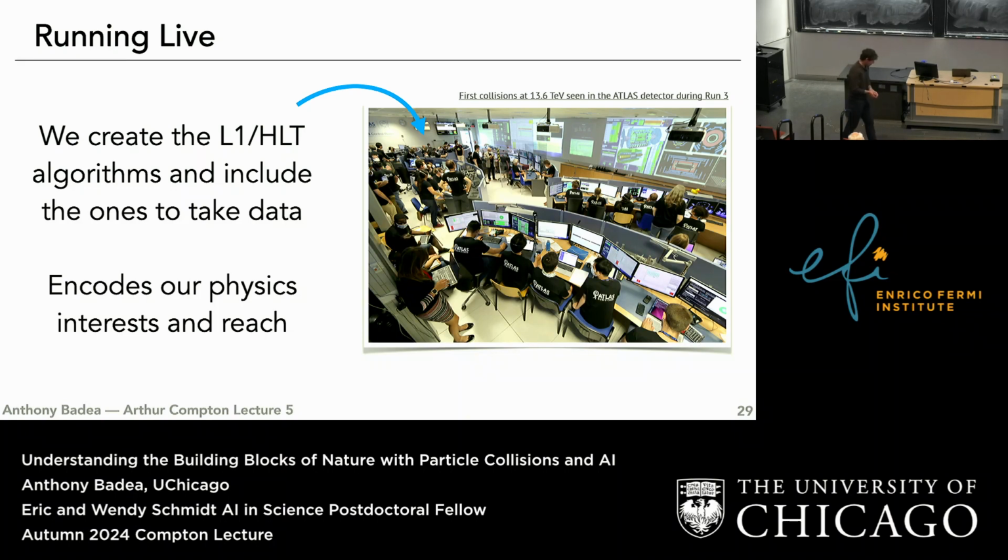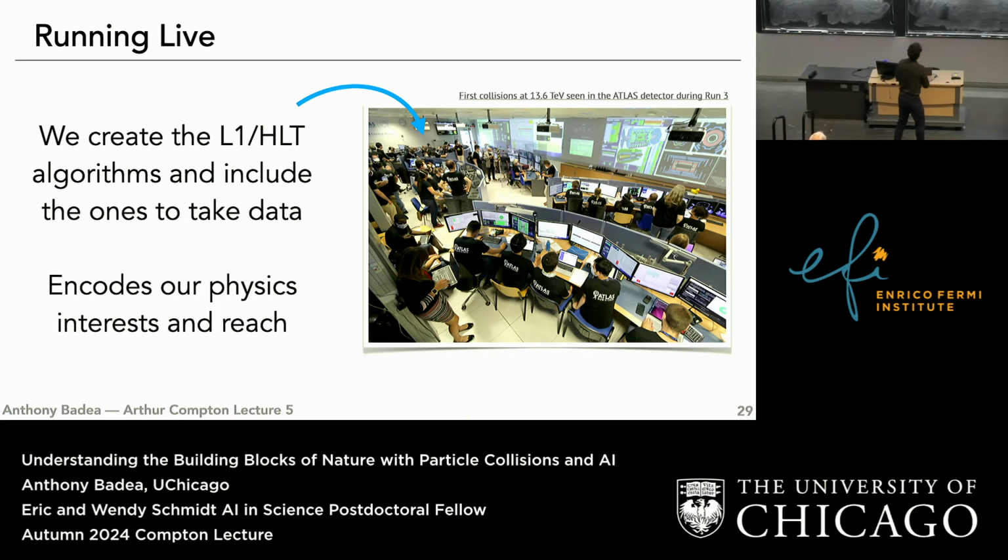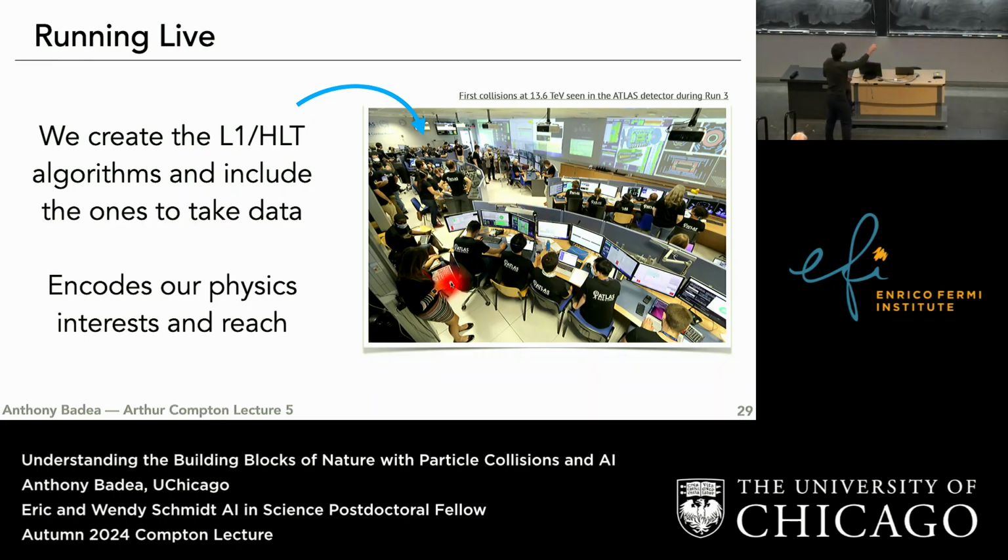Right. And so when you put all of this together and you actually go and run live, this is what the control room looks like. So you can see in the background the cutout of the experiment. This is actually from first collisions when we turned on the LHC again 3 years ago. You see all of these different desks.